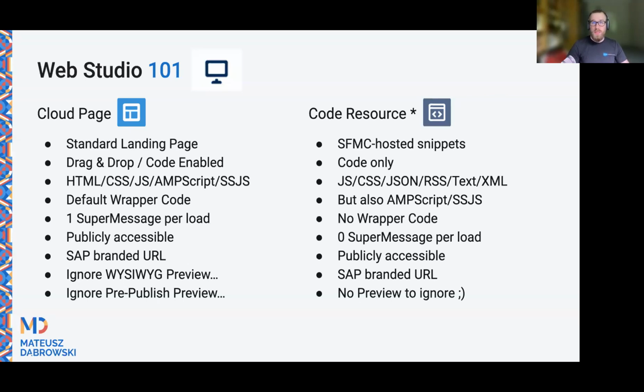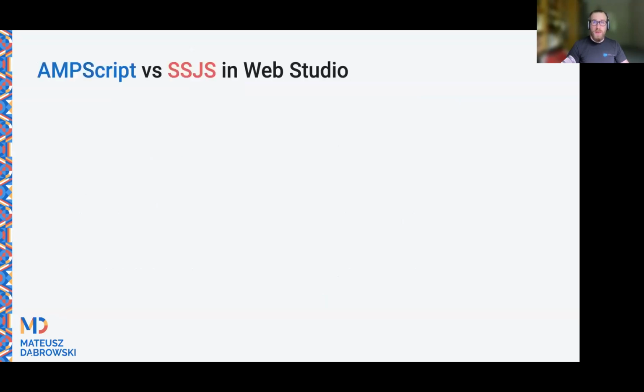Okay, so this is cloud pages versus code resources. Let's jump to the second comparison before we jump to the patterns. AMP script and SSJS, as I mentioned, both those languages can be used in both the cloud pages and the code resources. So which one should you use?